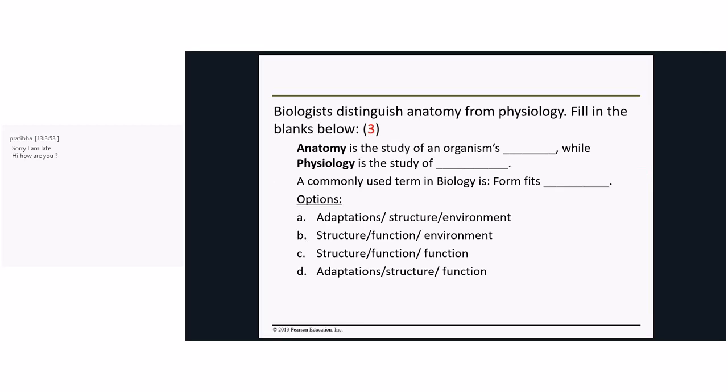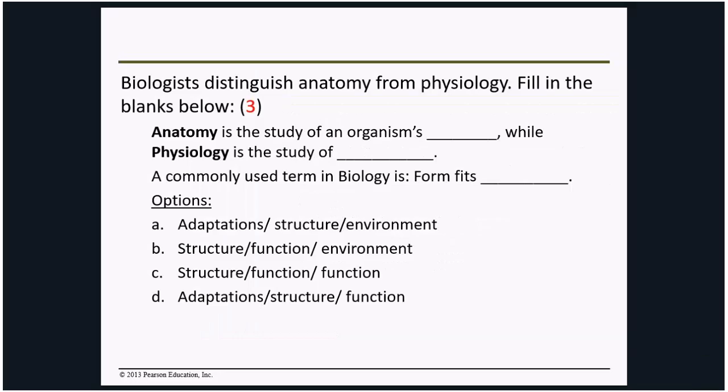We're recording anyway. So anatomy, so you can think of that as, does anyone know the answer to this one? You can put a letter over onto the side there if you want. So anatomy is the study of an organism's something, while physiology is the study of blank. And a commonly used term in biology is form fits blank. So do you happen to know which answer would be the correct one?